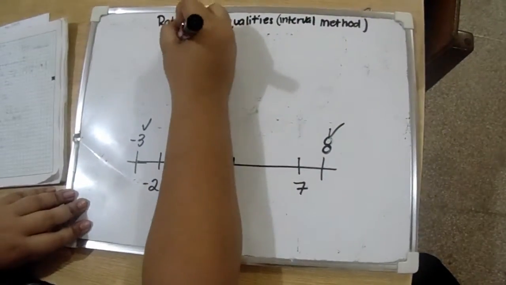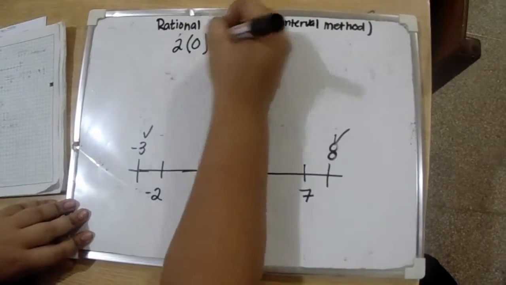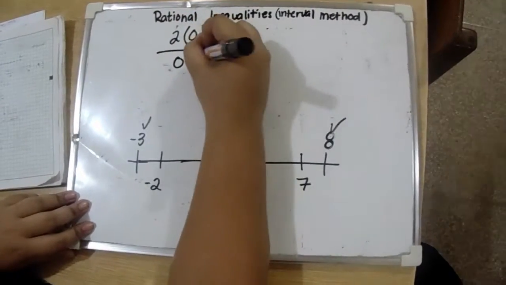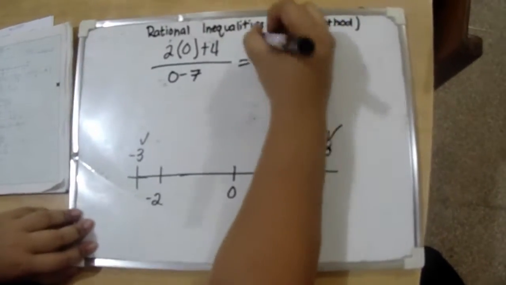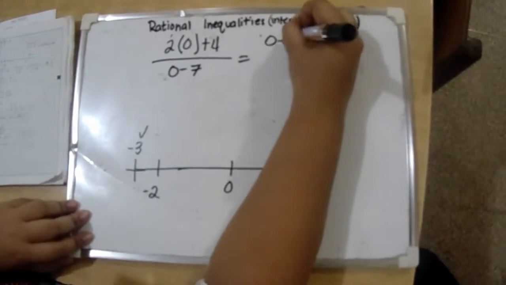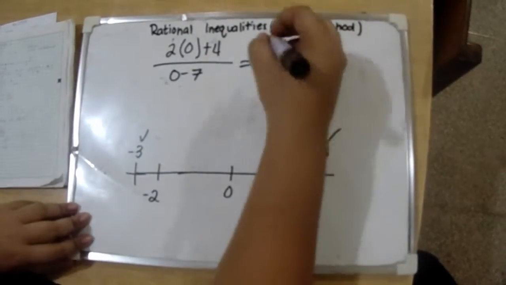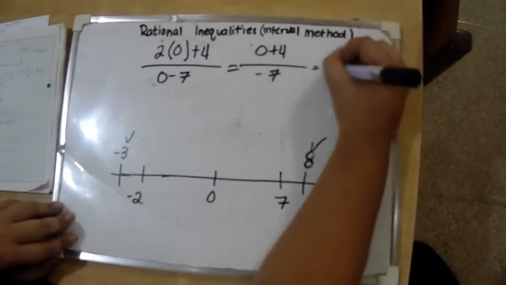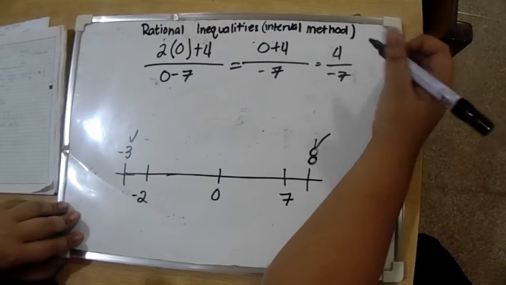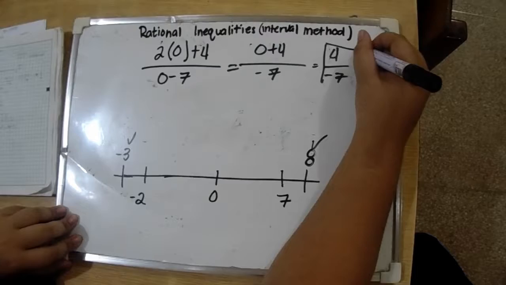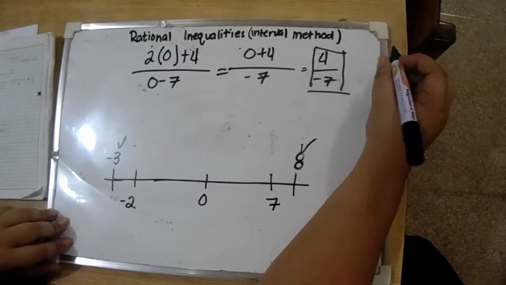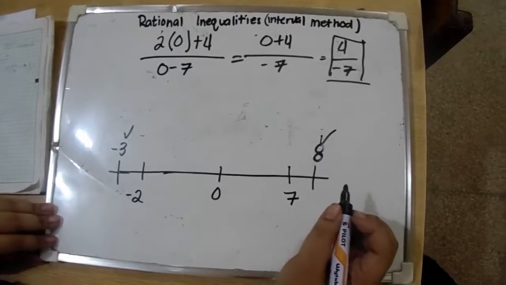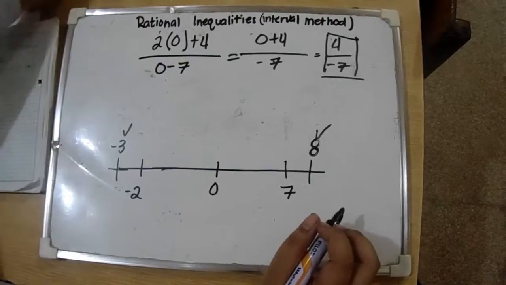So 2 times 0 plus 4 over 0 minus 7. That is 4 over negative 7. In this case, we cannot define this as greater than 0 because the denominator is less than 0.